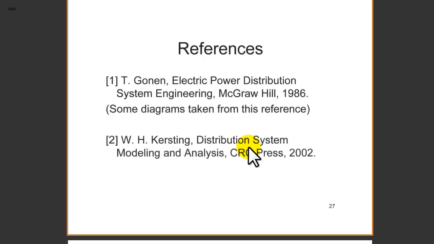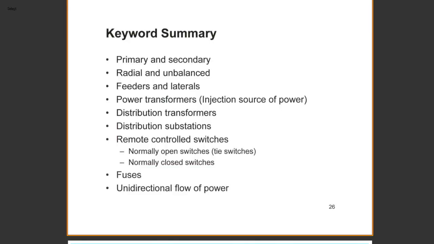So to sum up what we have talked about in the first two lectures, these are the important keywords, a summary. You have the primary and secondary network, radial, unbalanced, and of course a loop or ring configuration, mesh network, feeder, lateral, and then power transformer, usually referring to the injection source of power, the only source that we have mostly today, where we get the power from the utility. And the distribution transformer refers to the load. If you want to analyze a distribution system purely within a primary network, a distribution transformer is actually a load.